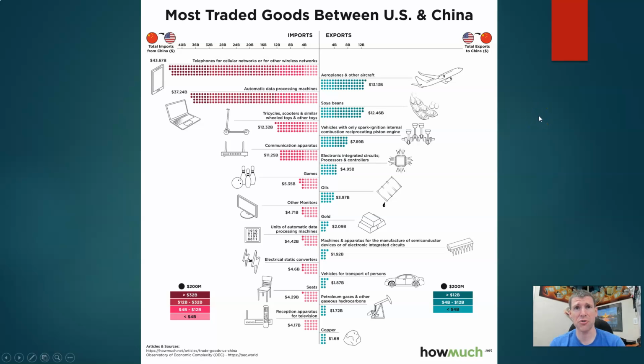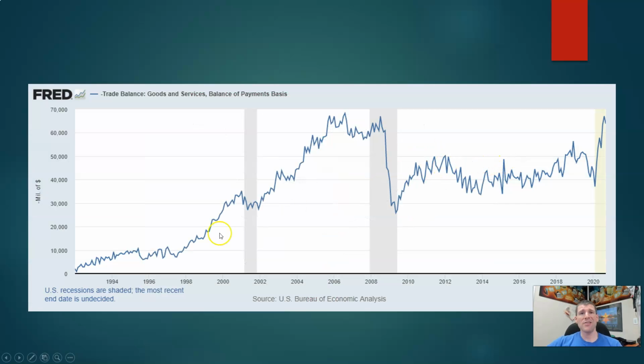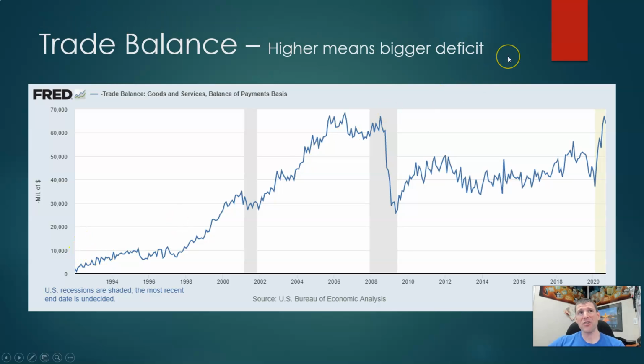Since China is one of our biggest trading partners, this shows you the biggest imports and exports between the U.S. and China. So over here on the left side, this is importing stuff into the U.S. from China. So telephones make up the big part, right? Automatic data processing machines, etc. Right, and then these are the things that we export to China. They're the highest value categories. And this shows you the trade deficit, right? A trade deficit, a trade balance, and this will come up again at the end, but a trade balance is the value of exports minus imports.